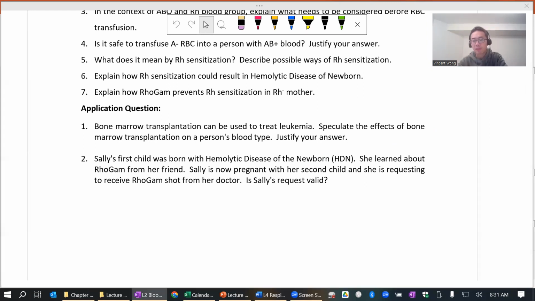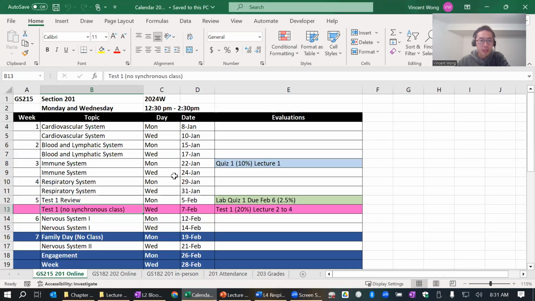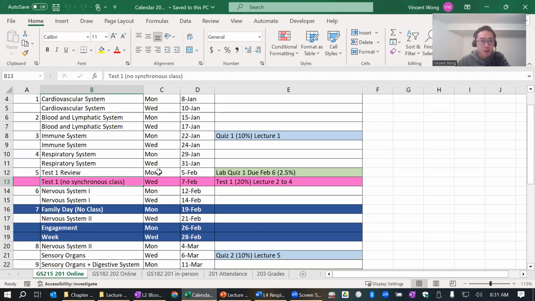I'm just gonna spend the first 20 minutes maybe to go through some of the application questions from lecture 2 and 3 first, and then we're gonna wrap up lecture 3 and probably going to start on number 4 as well. This is our schedule.